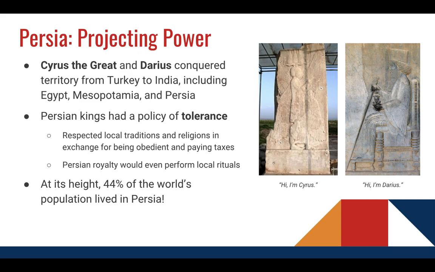But in projecting their military power, they also had a policy of tolerance. So they respected local traditions and religions as long as people were obedient to them and paid their taxes. Remember, you go and conquer these territories not to necessarily force your way of life on them in an empire, but instead to get more stuff. So Persian royalty would even go to these local territories and perform rituals, perhaps even religious rituals and sacrifices to the local gods in those regions to keep the people happy.